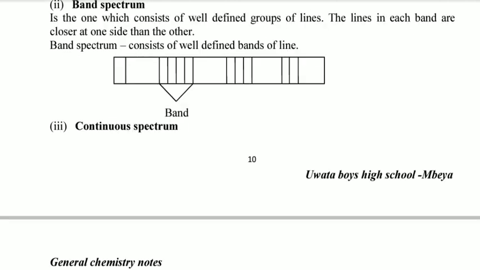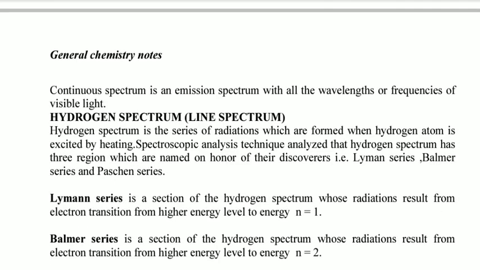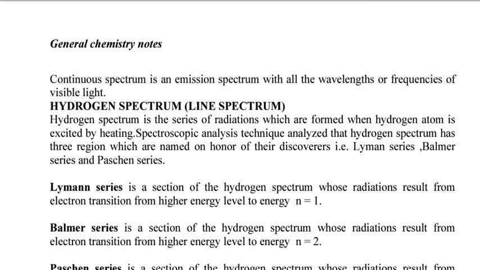While continuous spectrum is the emission spectrum with all the wavelengths or frequencies of visible light. So continuous spectrum has all the wavelengths. Remember, in line spectrum we have distinct lines, meaning few frequencies. In band spectrum, we have groups of lines. In continuous spectrum, we have all wavelengths of visible light.